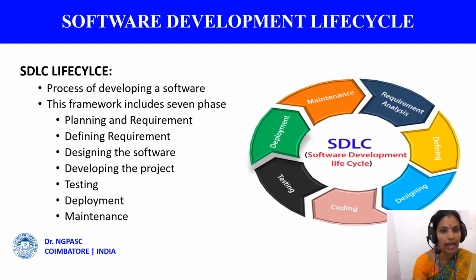SDLC life cycle has 7 phases. First one is planning and requirement. Second one is defining requirement. Third one, designing the software. Fourth one, developing the project. Fifth one, testing. Sixth one, deployment. Seventh one, maintenance. We are going to see one by one clearly.